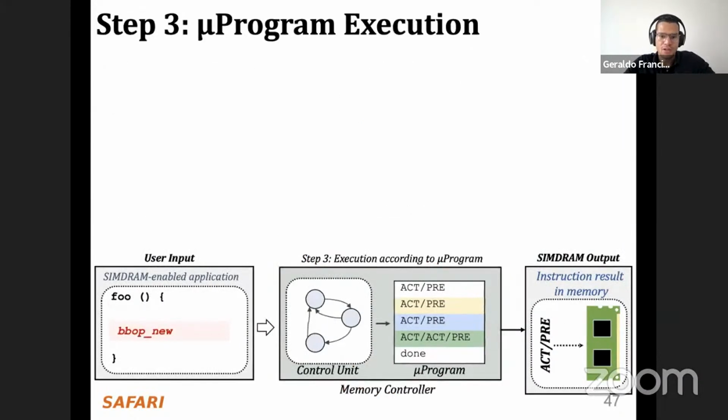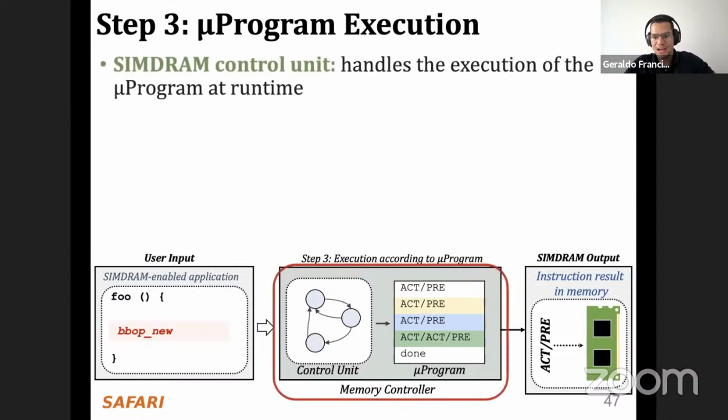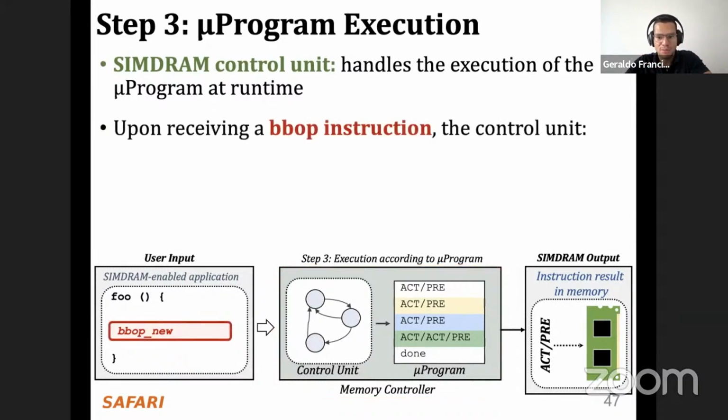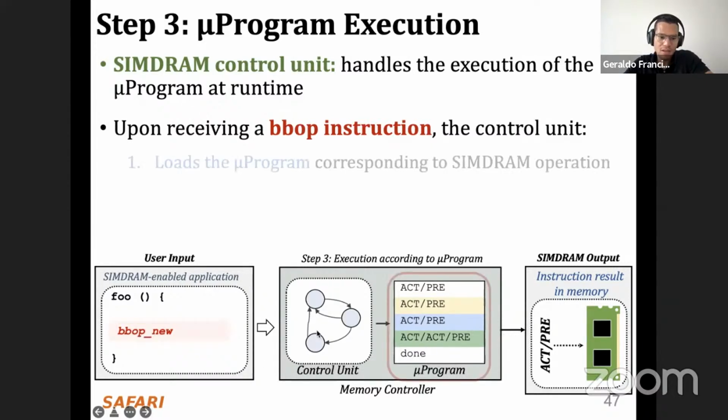Finally, we have the control unit, which is stored in the memory controller. SynDRAM is going to use a control unit in the memory controller, which is going to handle the execution of the microprogram at execution time, transparently from the programmer. So to perform a SynDRAM operation, the programmer needs to include the BBOP operations in the application. Once the program starts to execute, this BBOP operation is going to be issued to the memory controller and then forwarded to the control unit. And then the control unit is going to decode it.